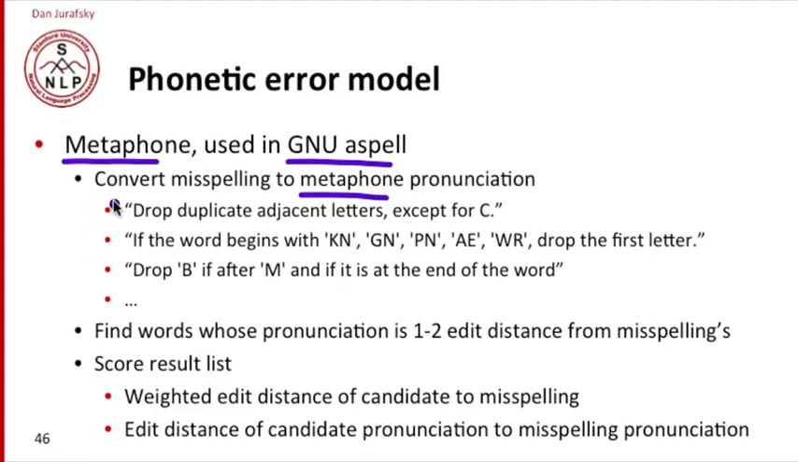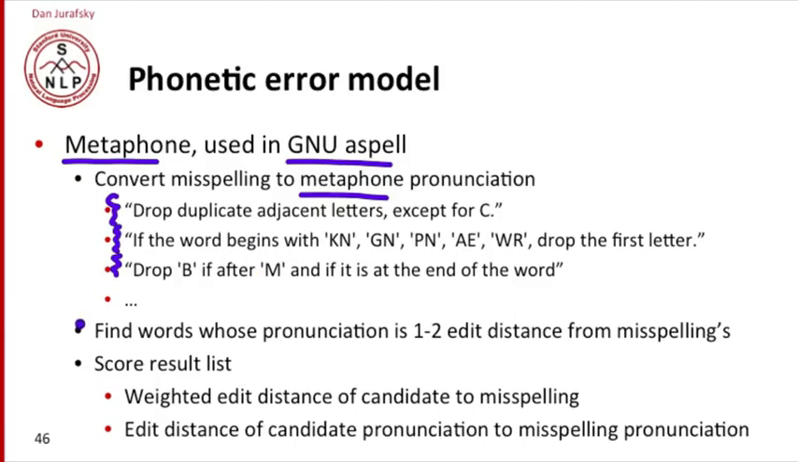And here's the kind of rules that get used. Drop duplicate adjacent letters except for C. If the word begins with KN or GN, drop that first letter. Drop B if it's after an M, and if it's at the end of the word, and so on. So these are dropping various silent letters. And various rules like this convert the misspelling into a kind of representation of the pronunciation, has a single vowel at the beginning and then a set of consonants.